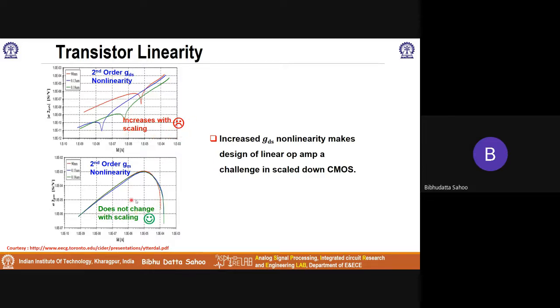But the GM nonlinearity, interestingly, does not change with scaling. But I think in 28 and 16 nanometer, it does change with technology, slightly, but not that bad. So that means GDS nonlinearity increases with scaling, which is a bad thing, and GM nonlinearity stays constant and does not change with scaling, which is a good thing.